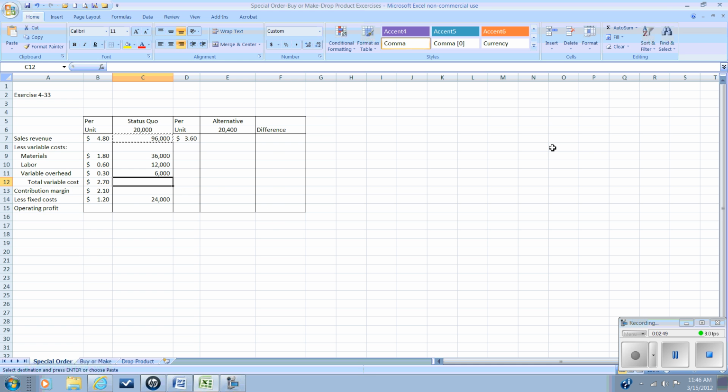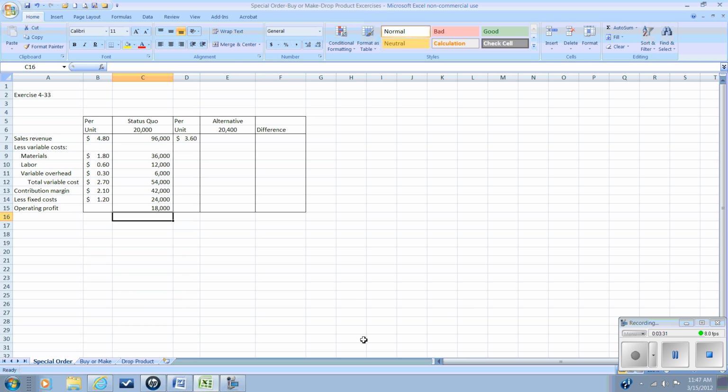Our total variable costs are the sum of the total costs, and our contribution margin is our revenue minus our total variable cost. Our fixed costs are set at 24,000. Don't be fooled by this $1.20. The 24,000 is going to remain the same as long as we are within the relevant range, regardless of the volume of ice cream we produce. So our operating profit is going to be our contribution margin minus that 24,000. And that gives us a current operating profit of 18,000.